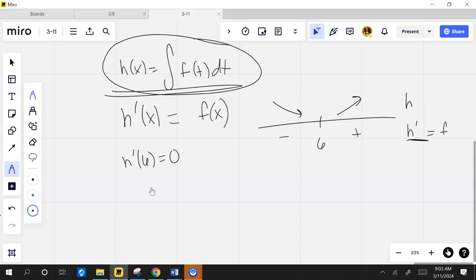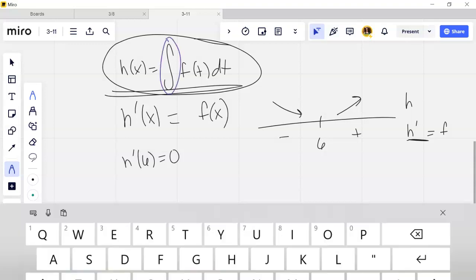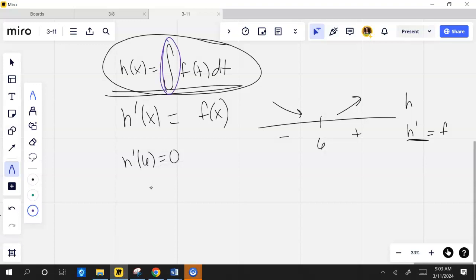If you were trying to get h by itself, what's the opposite of the integral? A derivative. So if I do the derivative of this side and the derivative of this side, this goes away, and it leaves me with the derivative of h equals f. You see what I'm saying?